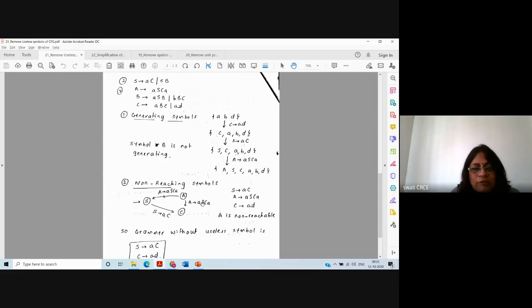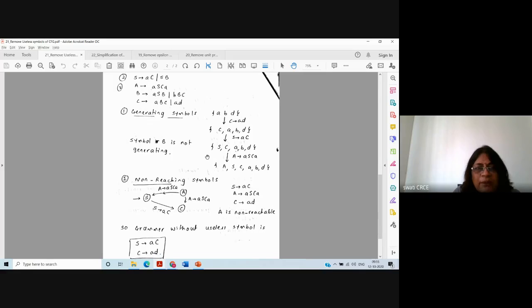So if both of them are useless, now again remove A also. Capital A is removed also. And check wherever there is any capital A. Remove that also. So if you remove A and B, then finally your answer will be S is equal to small a capital C and C is equal to small a d. And A and B are removed from the grammar.